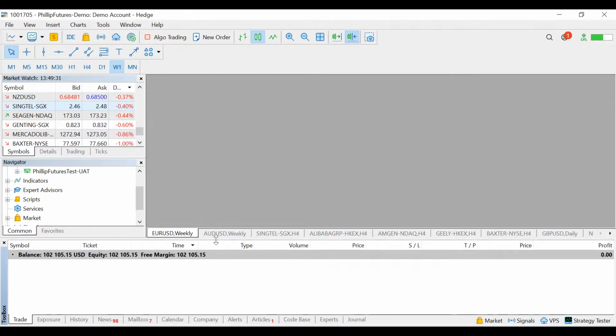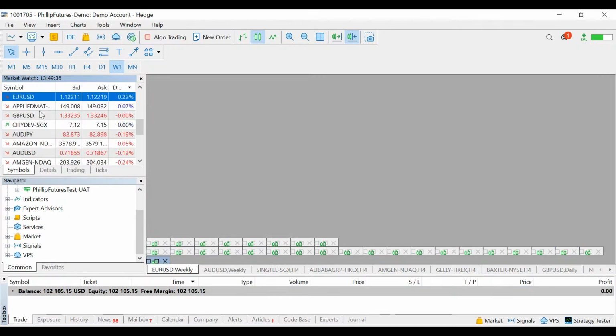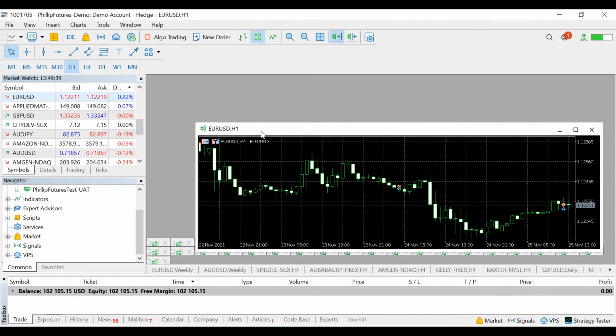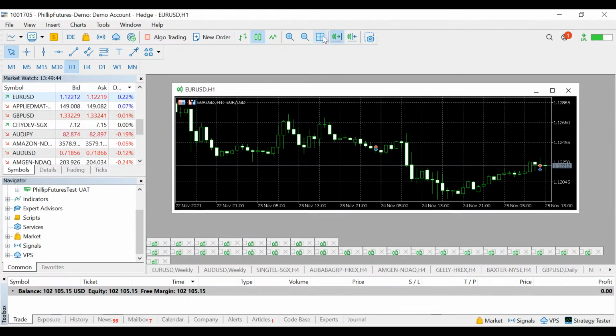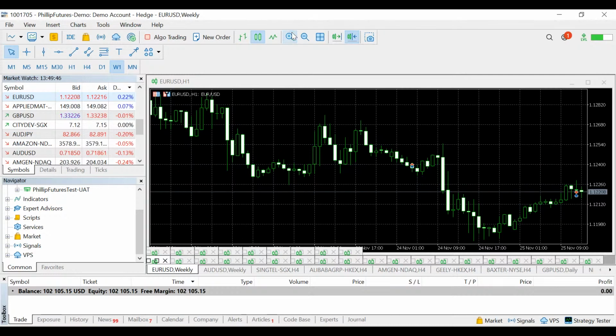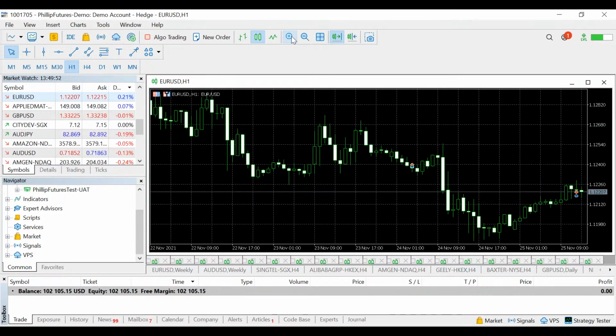So what happens if you want to see a chart? Let me see, I want to look at the euro dollar. Drag, drop. Okay, so this is my chart. I can choose to go full screen right here, I can choose to expand, and zoom out and zoom in.